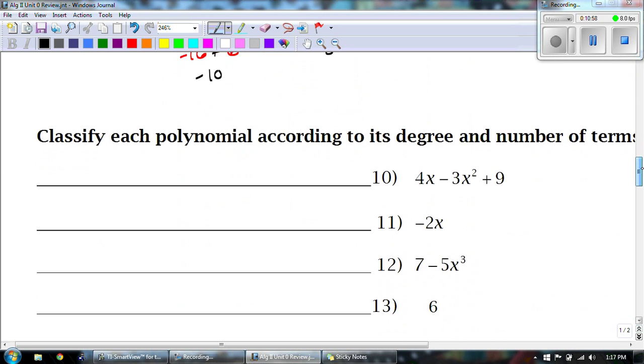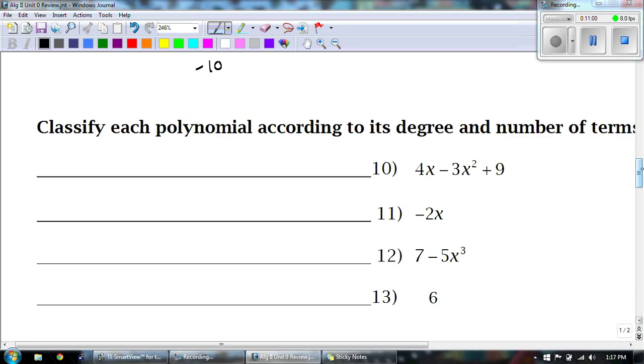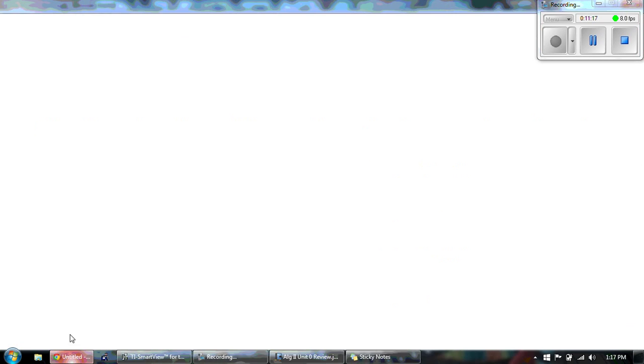All right. Last 4 for this side. It says classify each polynomial according to its degree and number of terms. So it's asking us to refer to 0.2 notes. If you don't have the 0.2 notes, remember you can always go to the website.